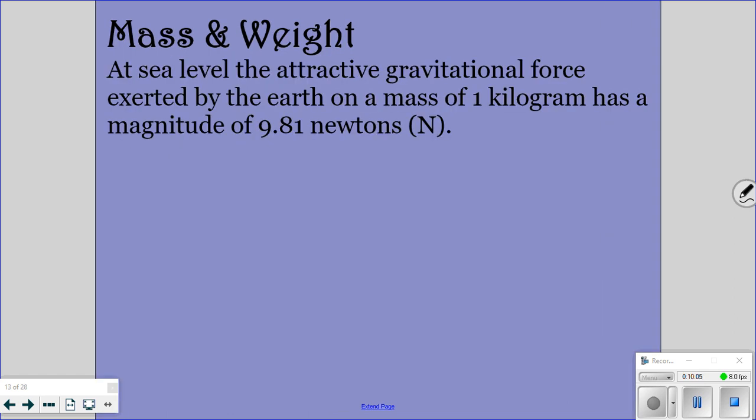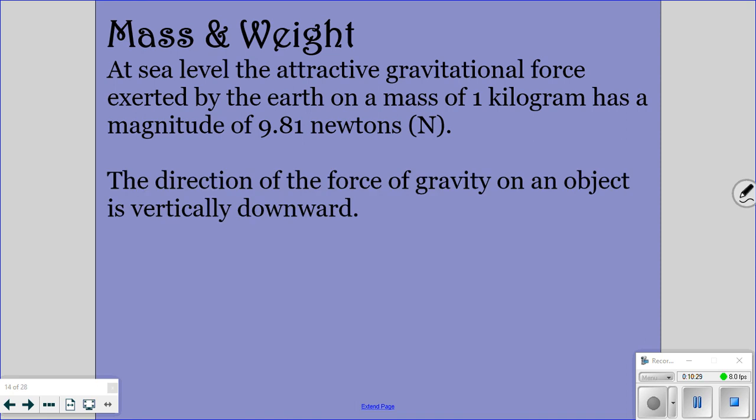So at sea level, the attractive gravitational force exerted by the Earth on a mass of 1 kilogram has a magnitude of 9.81 newtons. So you have to learn this number, 9.81. Okay? If you don't learn it, then you're going to mess up a lot. 9.81. It's always vertically downward for the direction, so things are always coming closer to the Earth. They're falling. This is our formula for weight equals mass times gravity.